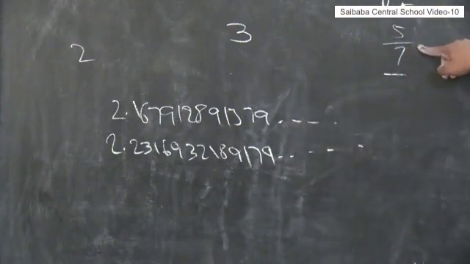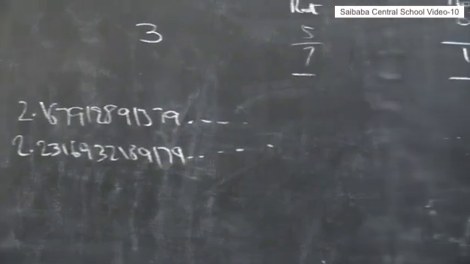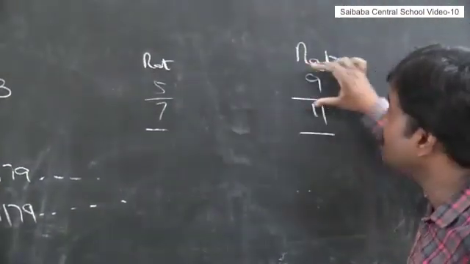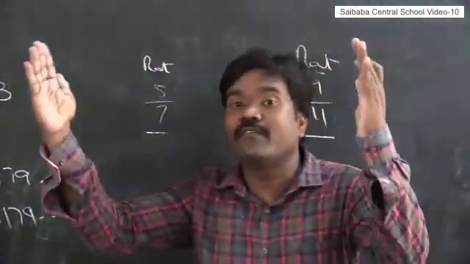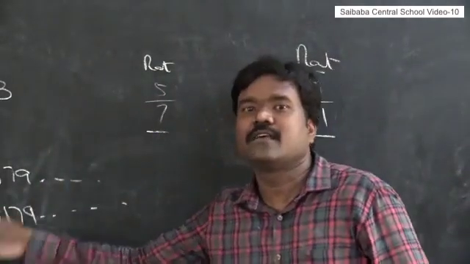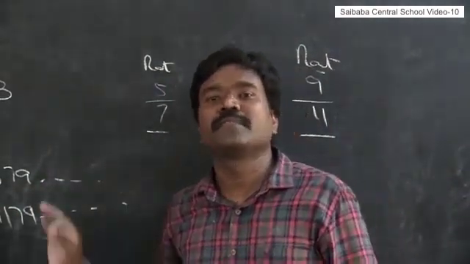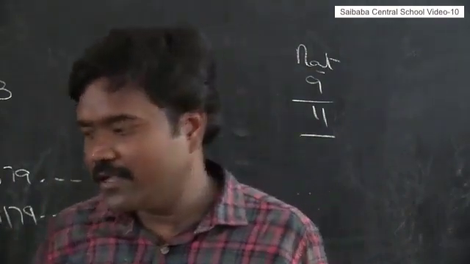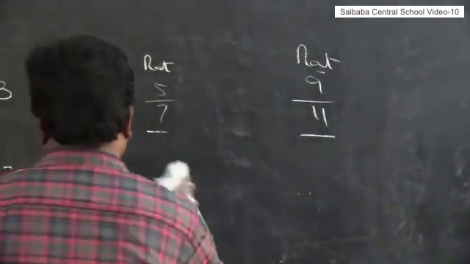Like the same question from the exercise: 5 by 7 is the first rational number, 9 by 11 is the second rational number. First you convert into decimal form, this also into decimal form. In those two decimal forms, you create many decimal forms like this. This is about question number 8.